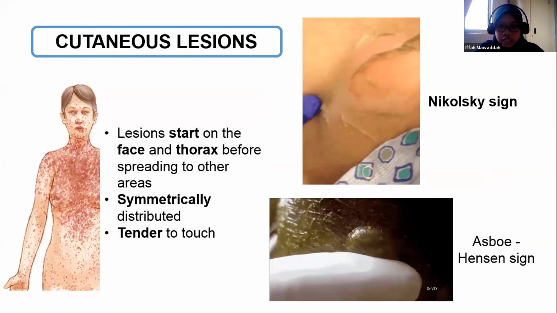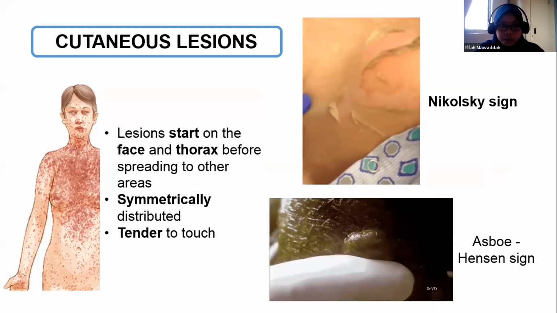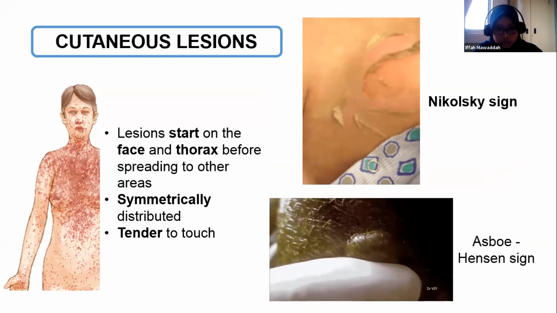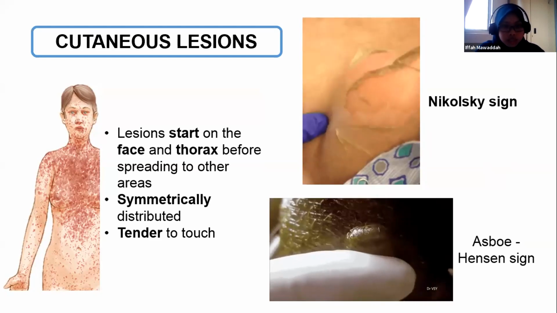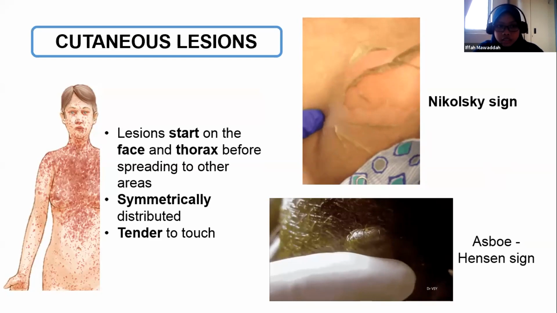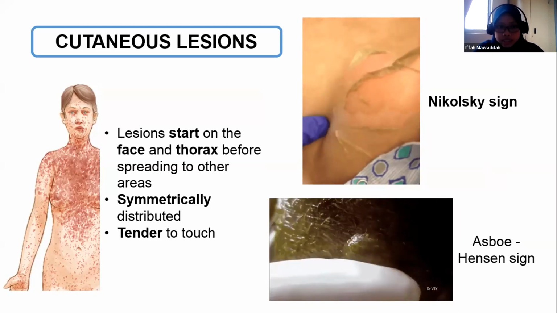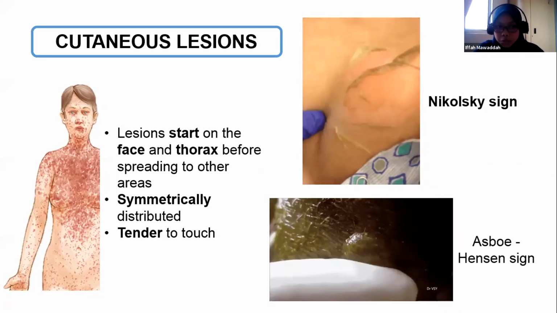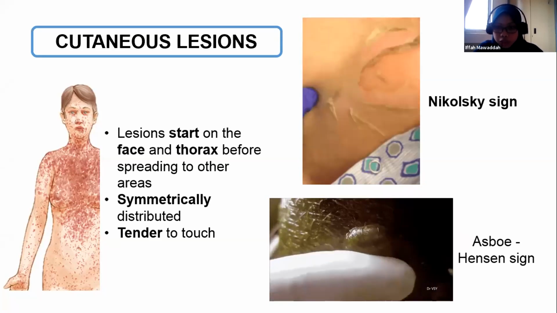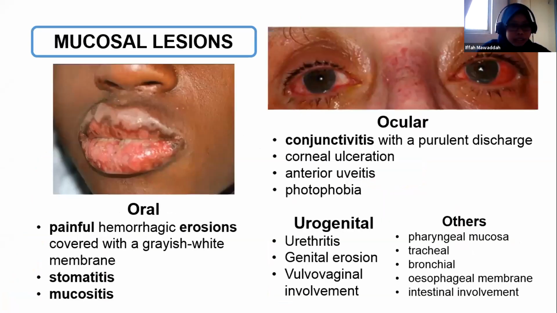And then during physical examination, there will be positive Nikolsky sign, like shown in this slide. Positive Nikolsky sign means the epidermal layer easily sloughs off when pressure is applied to the affected area. Right. And then there's also presence of Asboe-Hansen sign, also known as bullae spread sign, which shows lateral extension of bullae with pressure. And then next.